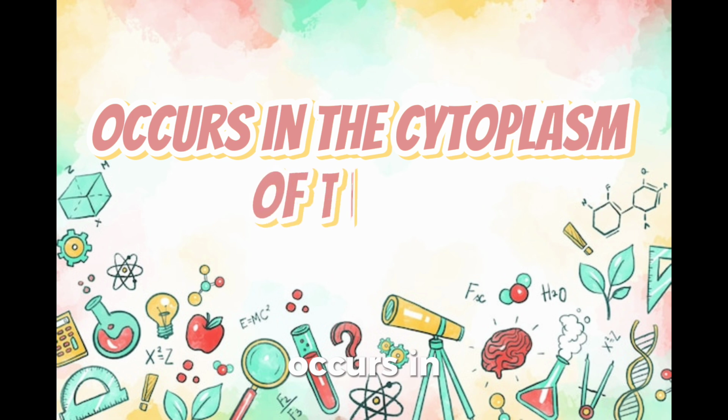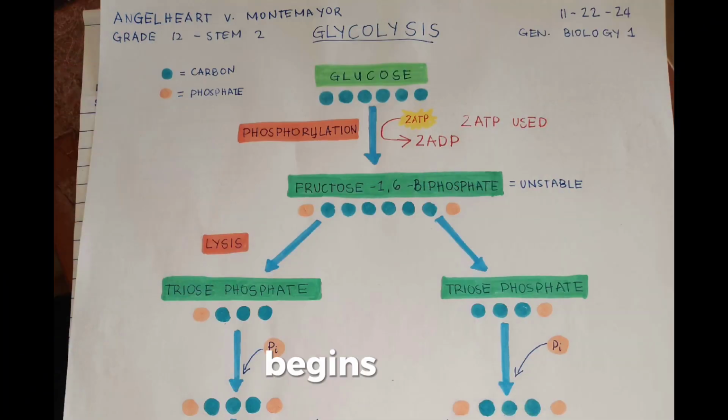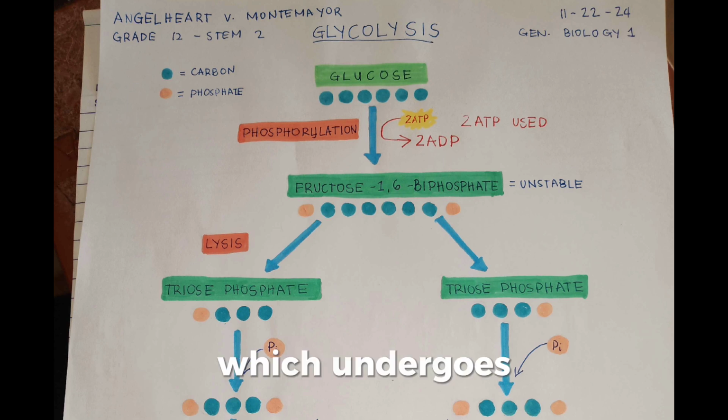Glycolysis occurs in the cytoplasm. Glycolysis begins with glucose, 6-carbon, which undergoes phosphorylation, using 2 ATP to form fructose 1,6-bisphosphate, 6-carbon. This molecule then undergoes lysis, splitting into 3-carbon triose phosphate molecules.